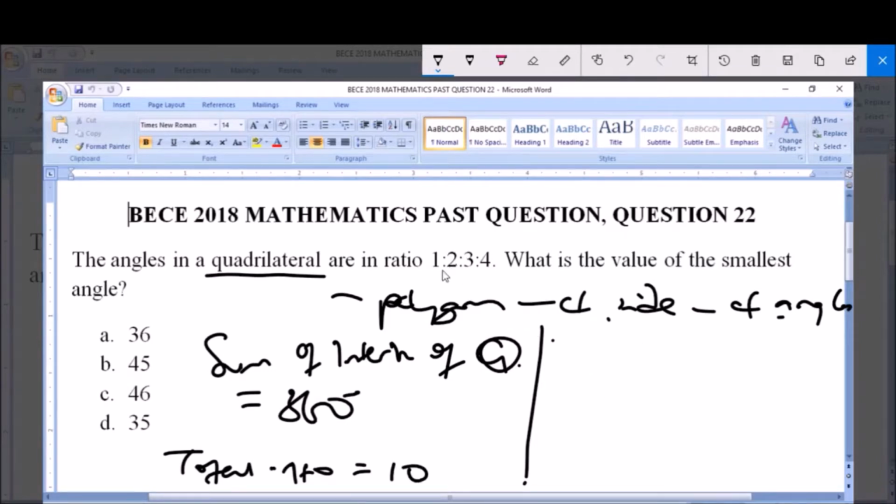Now the smallest angle is what? The smallest angle is 1. Out of this ratio, the smallest angle is 1. So the smallest angle of the quadrilateral is equal to 1.